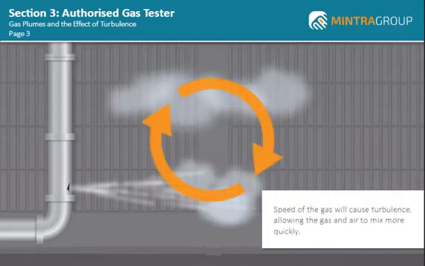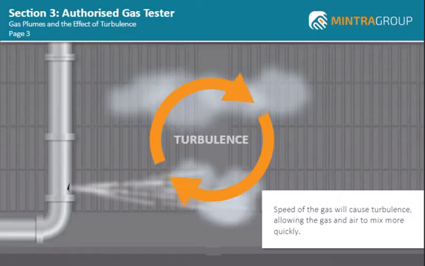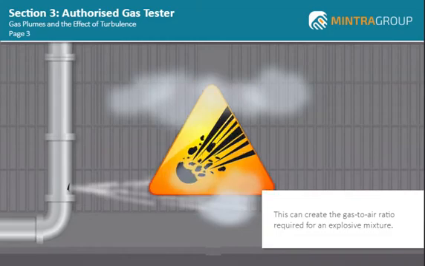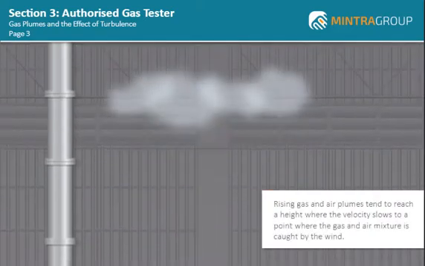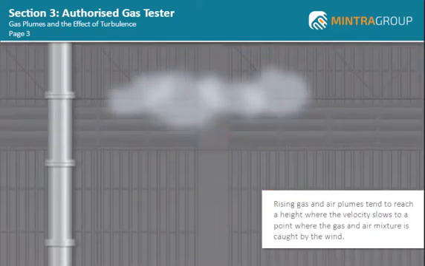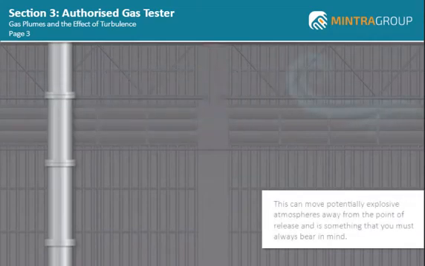The speed of the gas moving through the air will cause turbulence, allowing the gas and air to mix more quickly. This, in turn, can create the gas-to-air ratio required for an explosive mixture. Rising gas and air plumes tend to reach a height where the velocity slows to a point where the gas and air mixture is caught by the wind. This can move potentially explosive atmospheres away from the point of release and is something that you must always bear in mind.